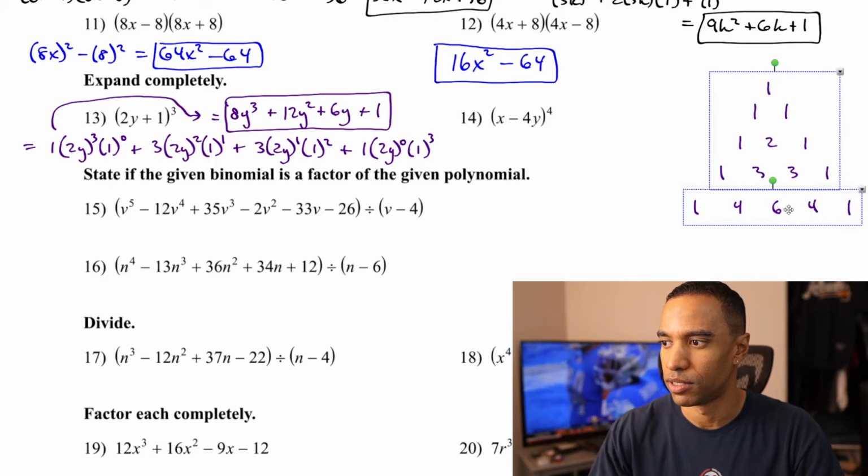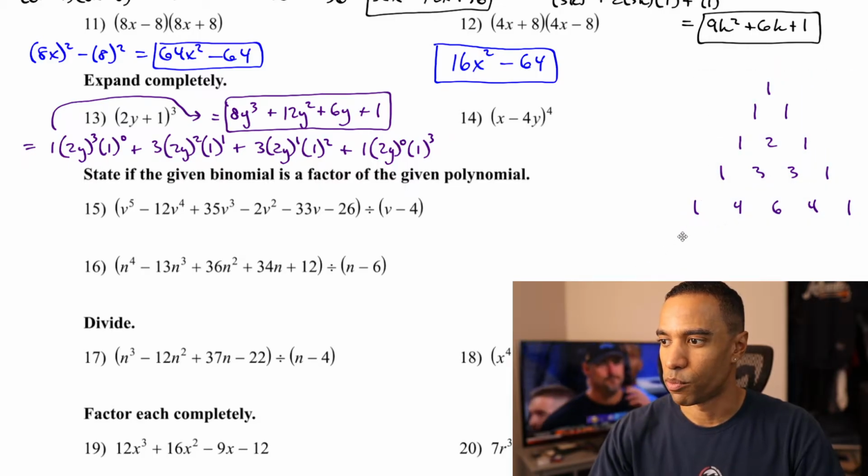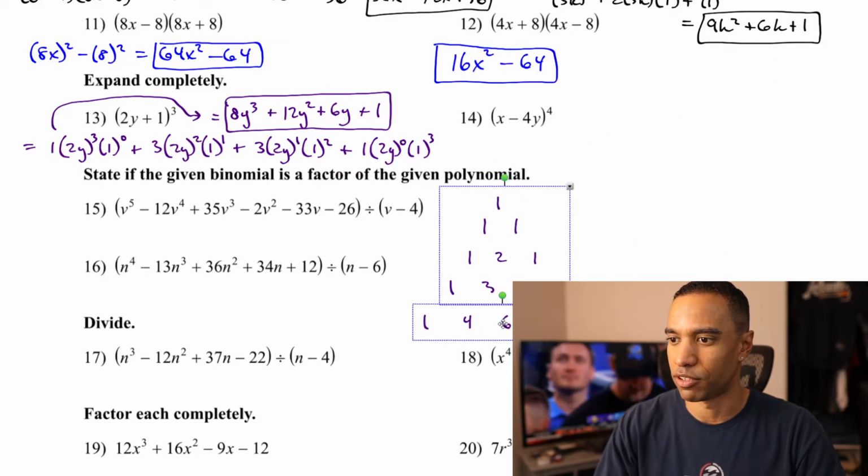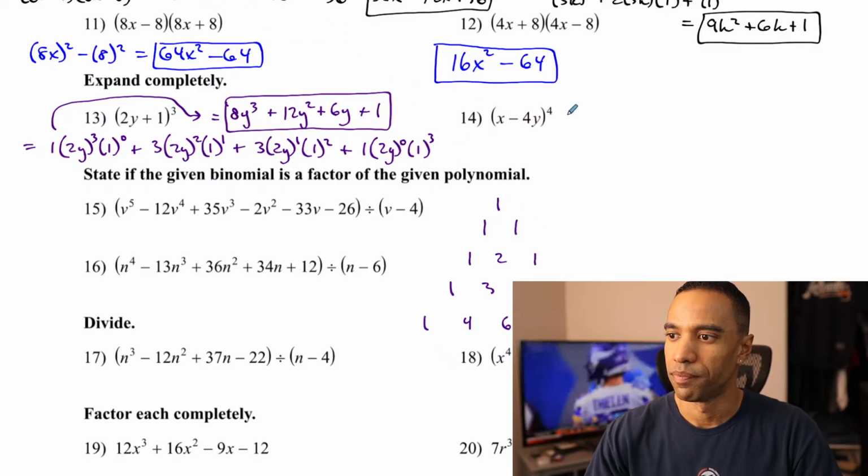Let me kind of move it down. I think you know the numbers, right? 1, 4, 6, 4, 1. I can't seem to drag this after. There we go. 1, 4, 6, 4, 1. I know them at least.